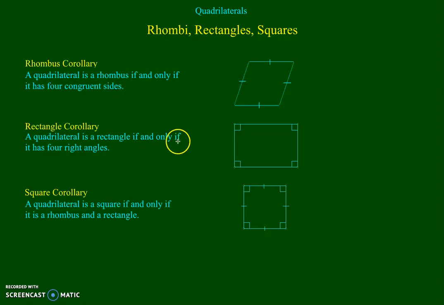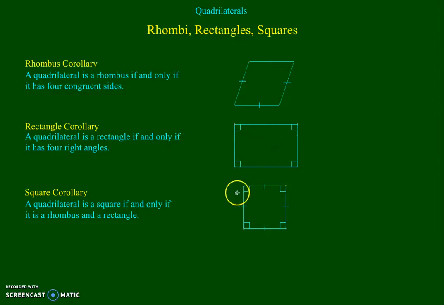For the rectangle corollary, a quadrilateral is a rectangle if and only if it has 4 right angles. Here we have a quadrilateral with 4 right angles. This has to be a parallelogram because it's a quadrilateral with opposite congruent sides. And so this must be a parallelogram, and it's a parallelogram with 4 right angles. So again, by the definition of a rectangle, this is a rectangle. So these corollaries are fairly straightforward.